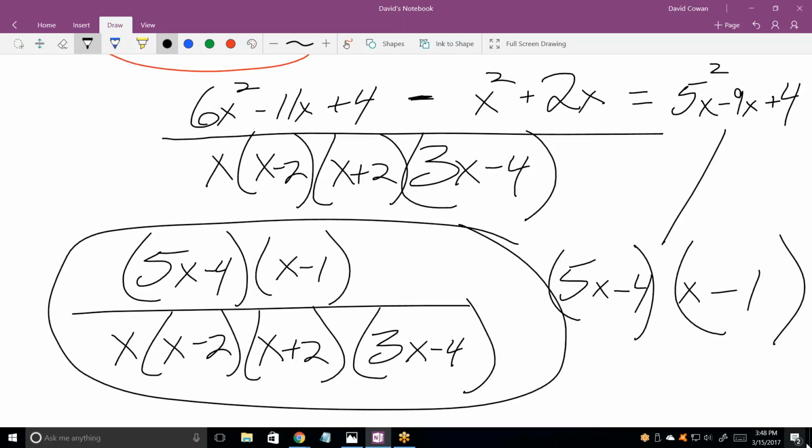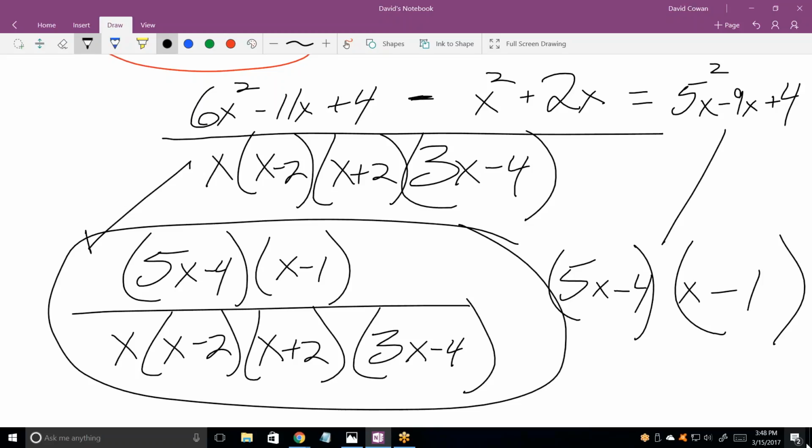Okay. So I'm a little disappointed because it would have been a much better problem had they made it so you could cancel something out. But as it stands, that's the proper answer. And the question is, should you multiply the bottoms and tops together? No. Factored answers are better than unfactored answers.